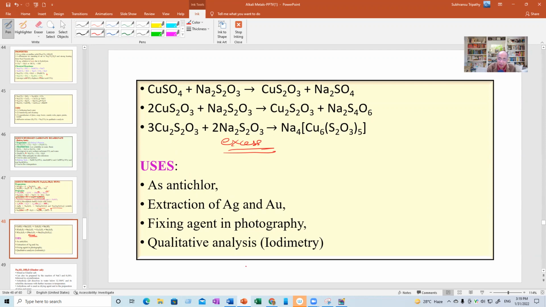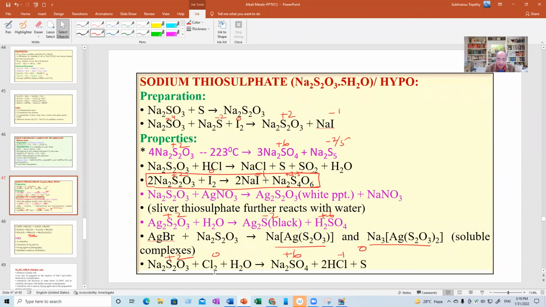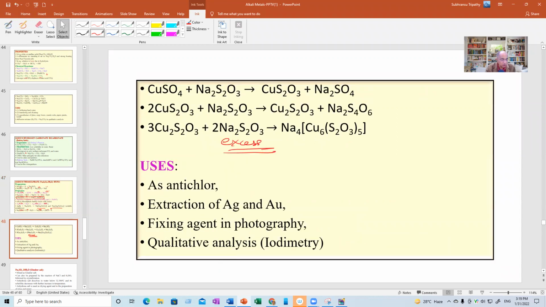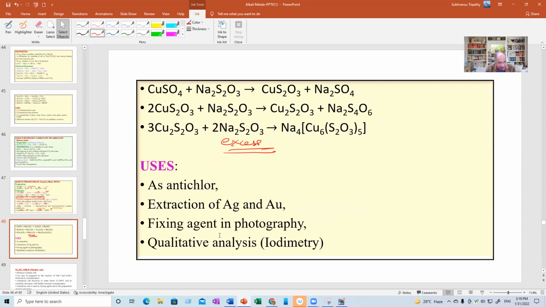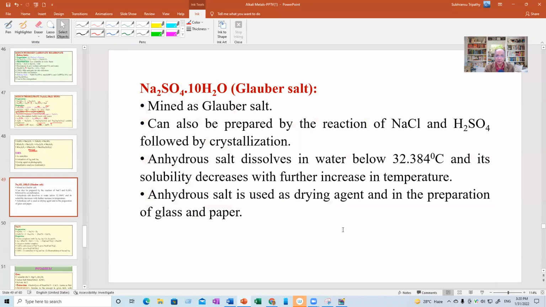And the uses of hypo: it is an anti-chlor. It removes chlorine by this reaction. It is used for the extraction of silver and gold by forming this thiosulfato complex. Fixing, that is what I was observing in the dark room. It is a fixing agent in photography, and in qualitative analysis, iodometry, to estimate the amount of iodine produced in some iodometric reaction.